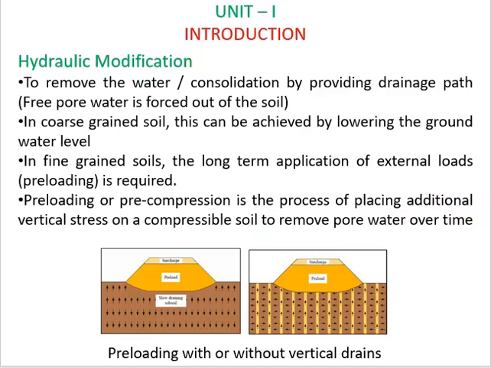Next one is hydraulic modification. This is the method of providing drainage path in the site and extraction of pore water from the soil, which improves the strength of soil. In coarse grained soil, this can be achieved by lowering the water table, but in fine grained soil, because it needs long-term application of loads to dissipate the pore water, preloading technique or stone columns can be used.